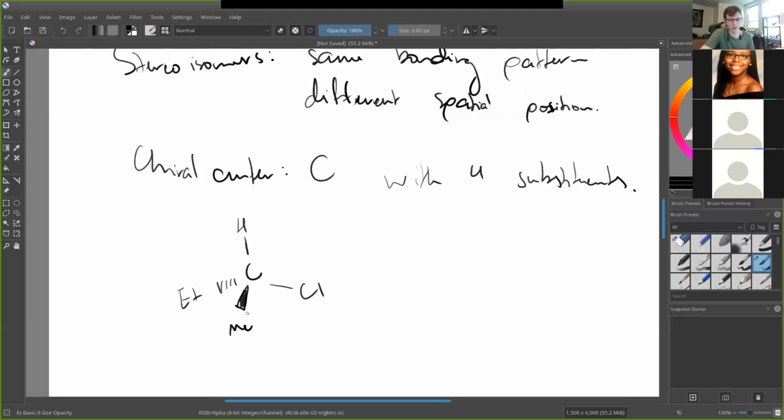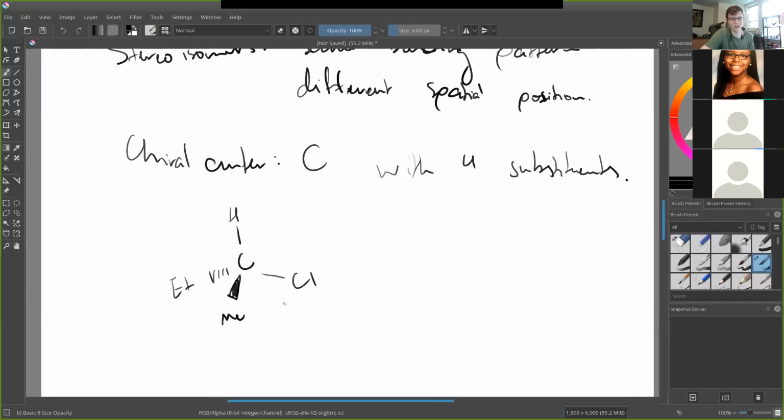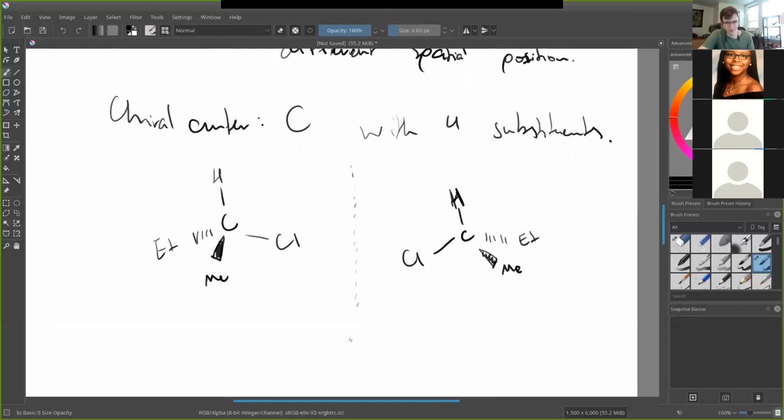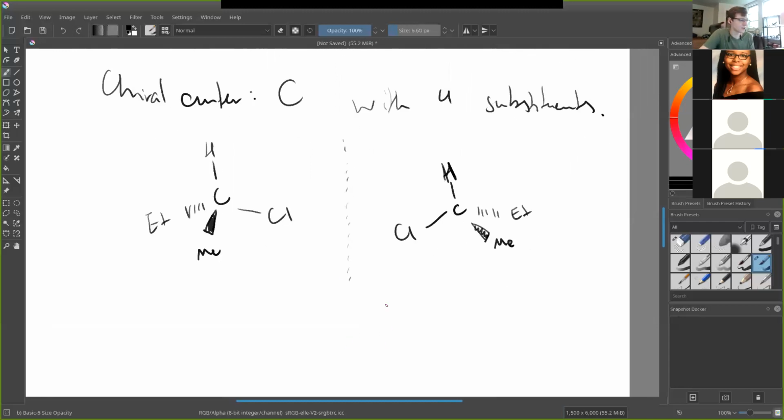And you'll notice that I drew in these wedge and dashed bonds, and that's actually important for this point. What happens is that if we take a mirror and we look at this molecule through a mirror, here drawn by a dashed line, I'm going to draw the exact same thing, except it's just reflected now. What you'll find is that these are not the same compound.